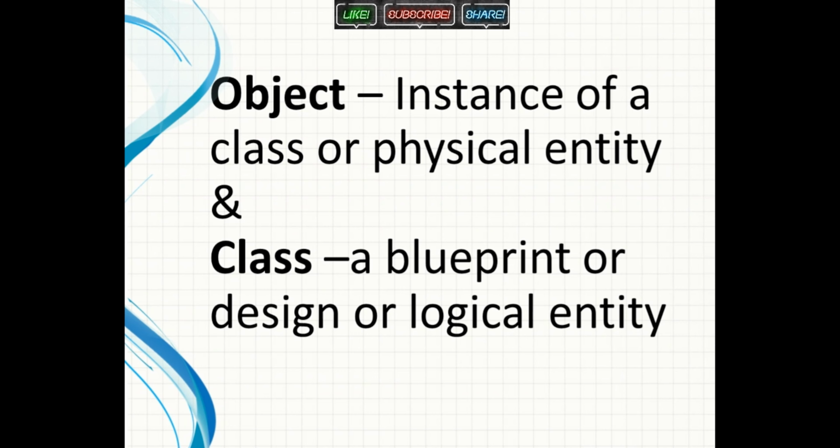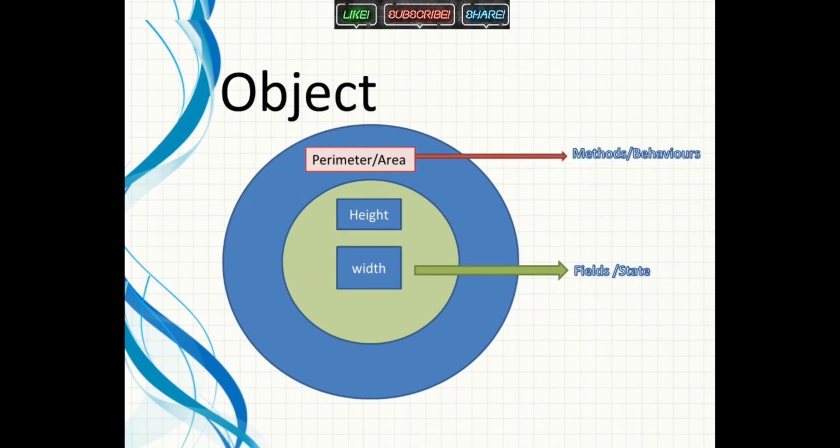Similarly, you can take an example of a building. The building is the object, and the blueprint of this building is the class. A class is a blueprint or design or logical entity which we define. And an object is the instance of the class which we are defining, and we can take it like a physical entity. So this is the definition.